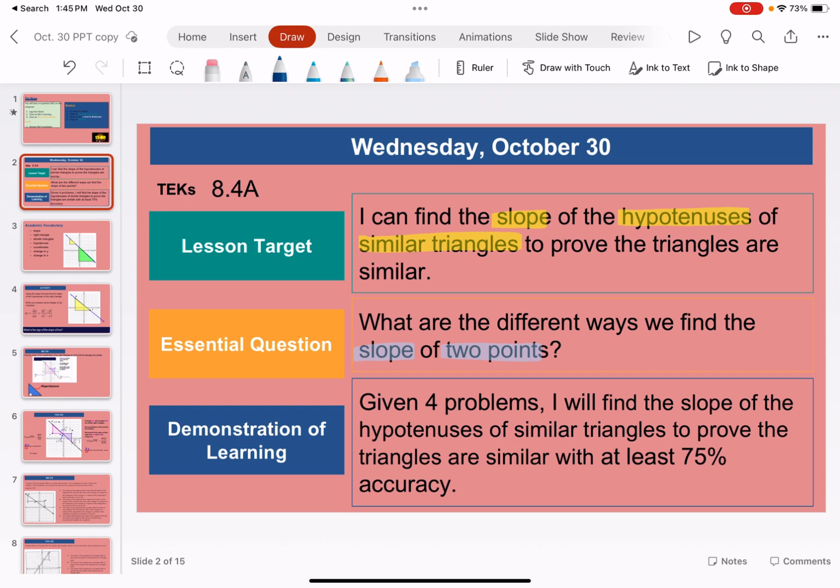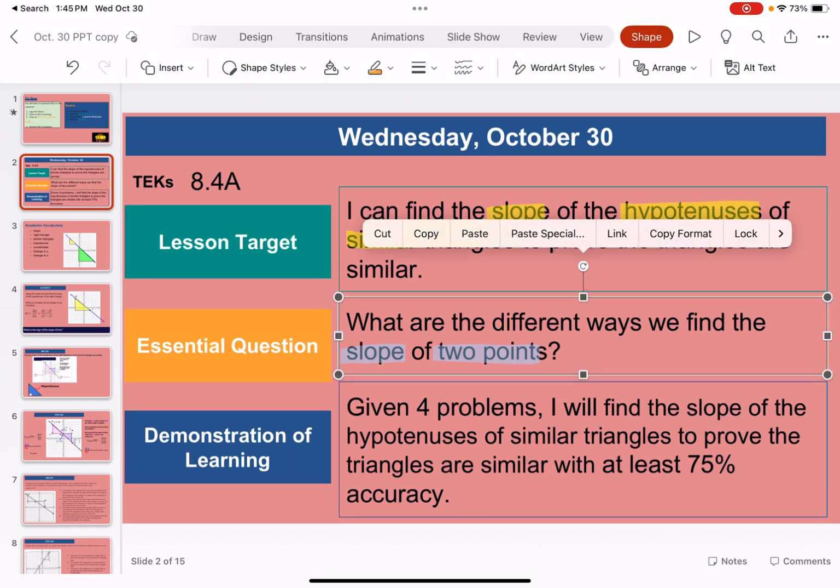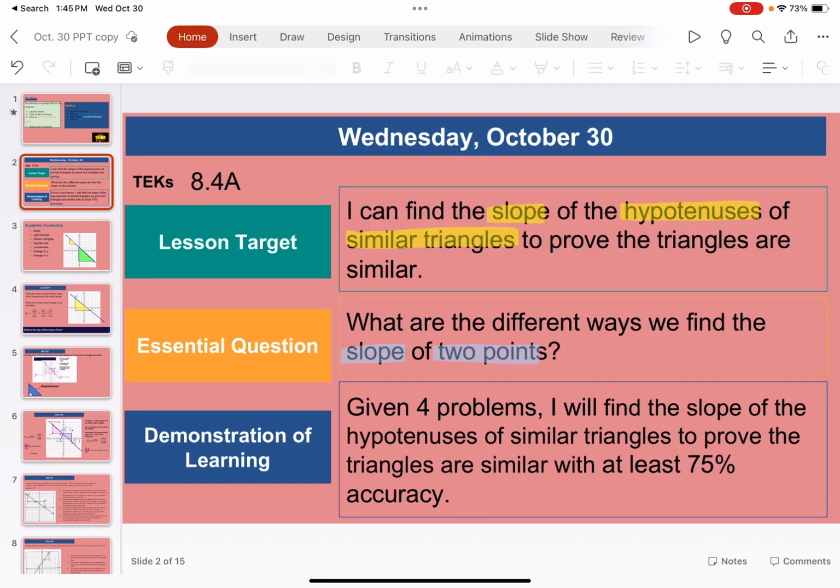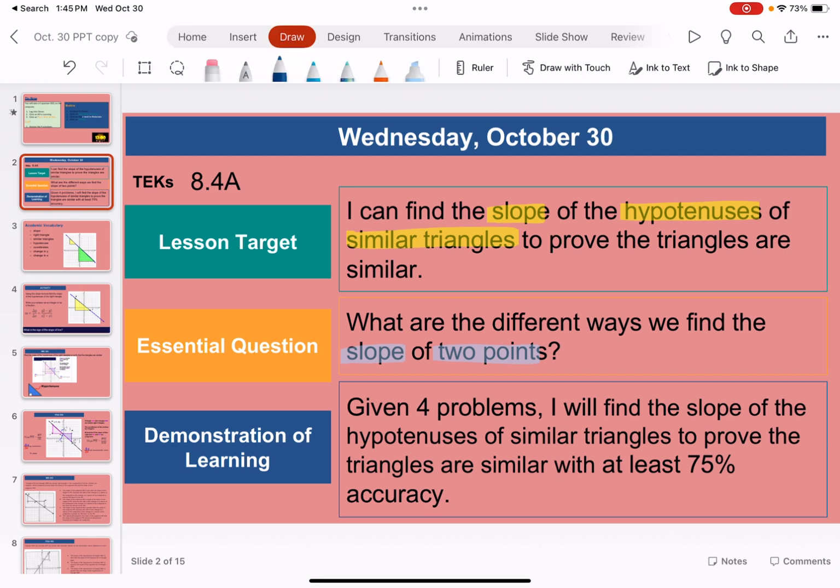Similar triangles, if you think back to when we started the school year, we were talking about similar figures or similar shapes when we were on our geometry unit. So similar triangles are the same shape, just different sizes. So usually we're talking about a big triangle and then a small triangle.